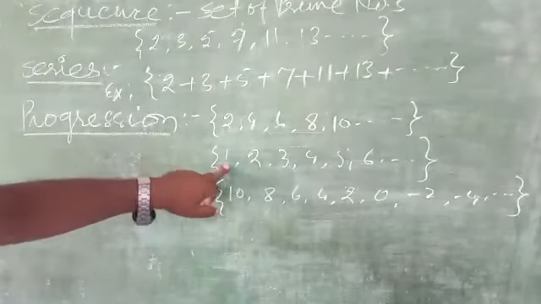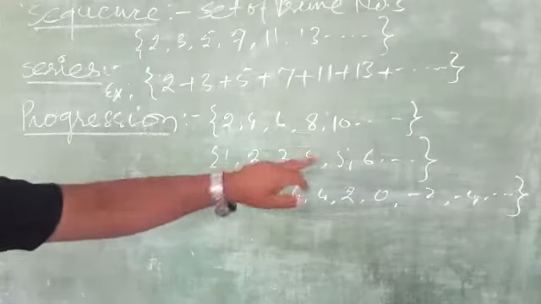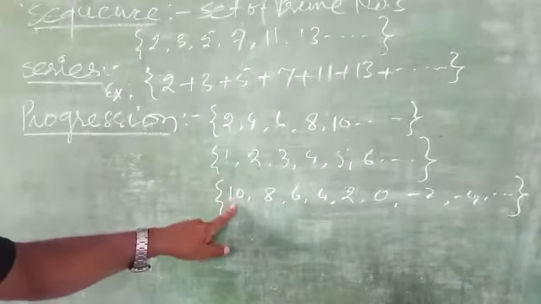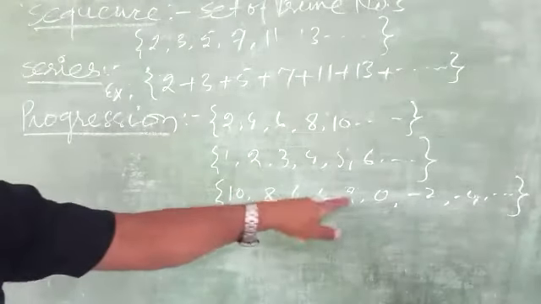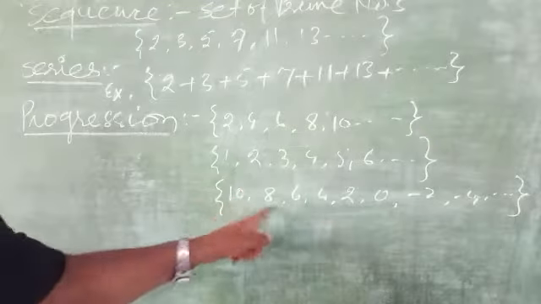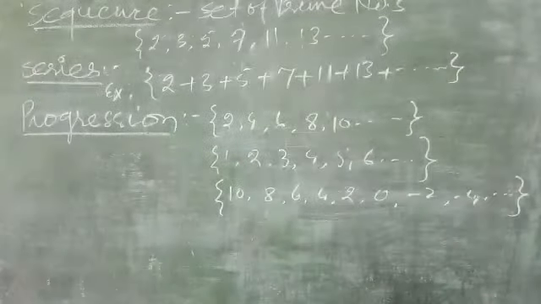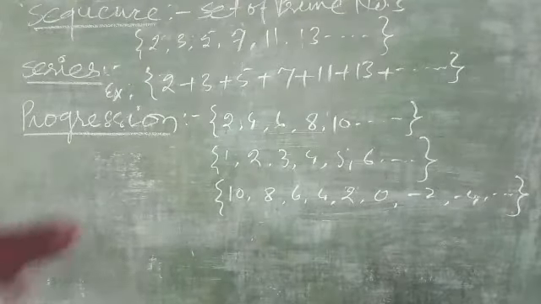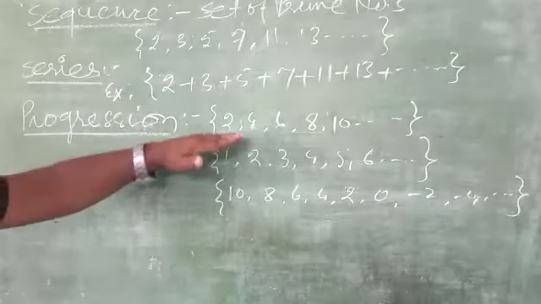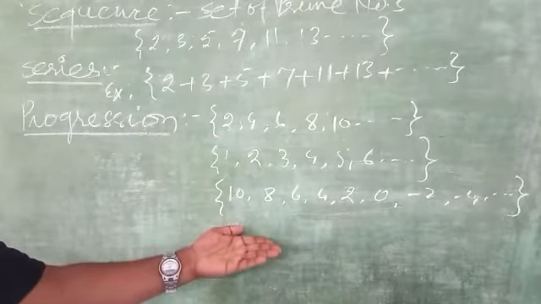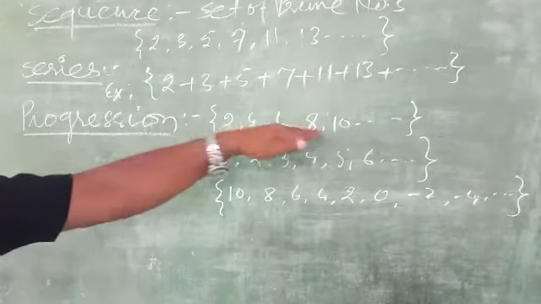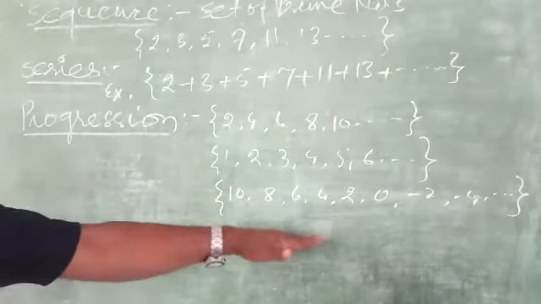Second one is obtained by adding 1, 1. Here the second term is obtained by adding minus 2. It means every consecutive number comes by some definite rule, by adding a particular number. So this is called progression. Progression can be positive, progression can be negative. This is positive progression, this is negative progression.